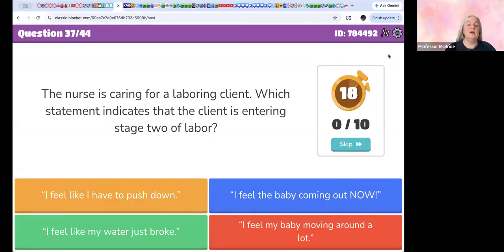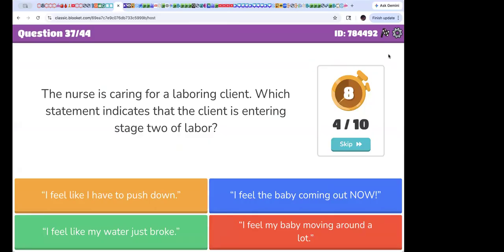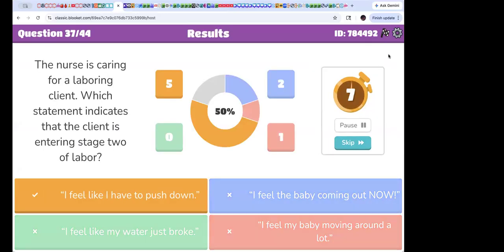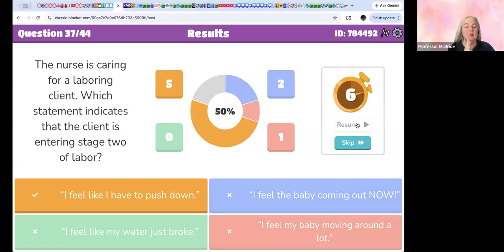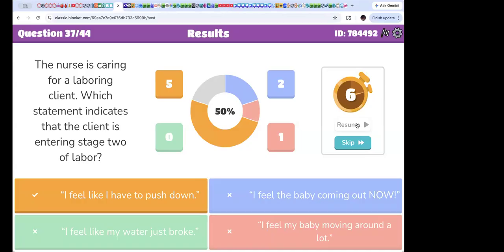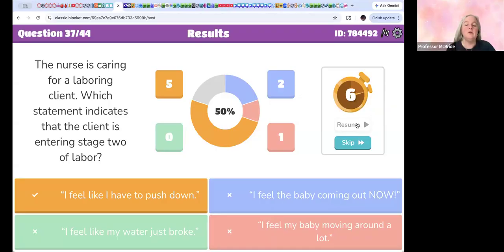The nurse is caring for a laboring client. Which statement indicates that the client is entering stage 2? Okay, so what is happening in the second stage? Fully dilated, ready to push. Yep. And so that's why blue isn't the best choice, because if the baby's coming out now, we're kind of at the end of stage 2.